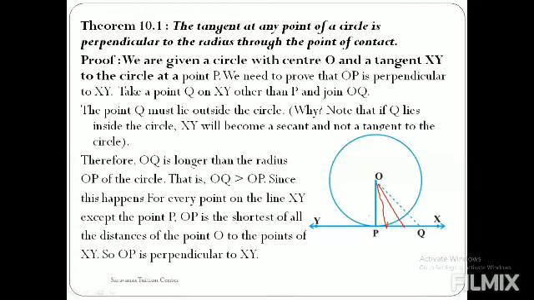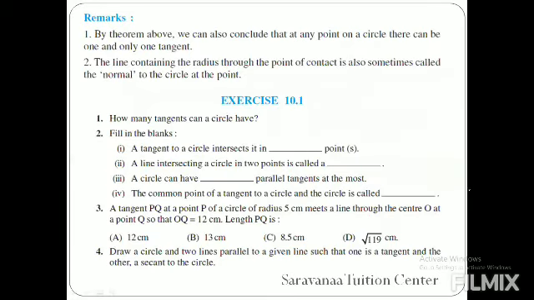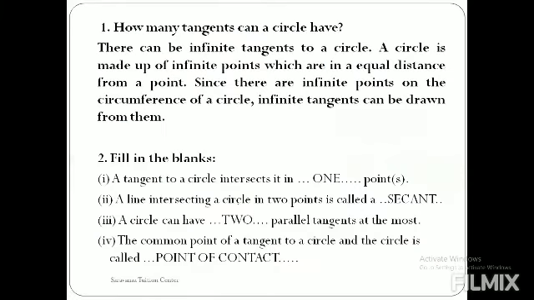So moving on to the next question. We are moving into Exercise 10.1. How many tangents can a circle have? There are many tangents that a circle can have, because a circle has an infinite number of points collected together to form it, and each point has its own tangent. So there are infinite points and infinite tangents.